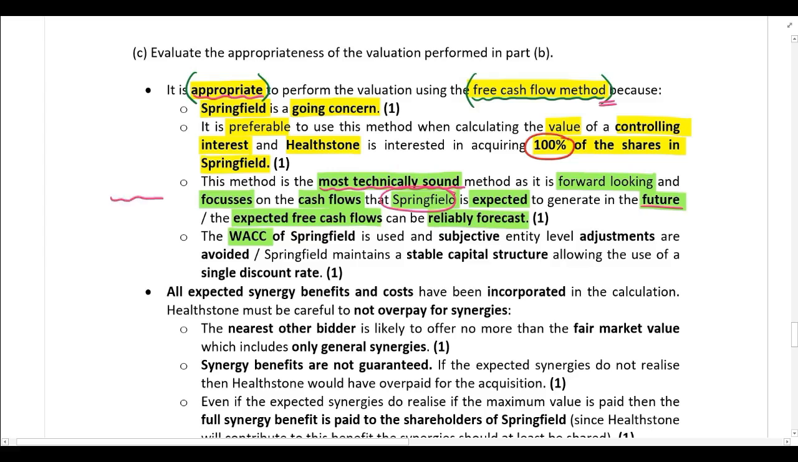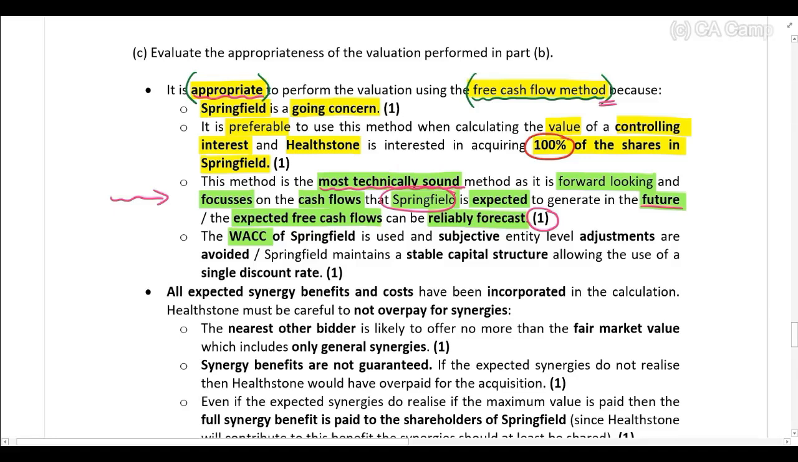So this mark over here, guys, is awarded for discussing the cash flows. So either you can say, based on the information provided in the question, we were able to estimate the future free cash flows, so that's why it's appropriate to use the free cash flow method. Or you could have said this is the most technically sound method because it is forward-looking and it focuses on cash flows that Springfield is expected to generate in the future.